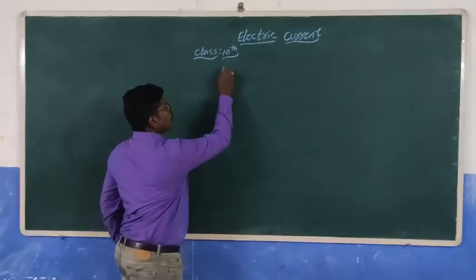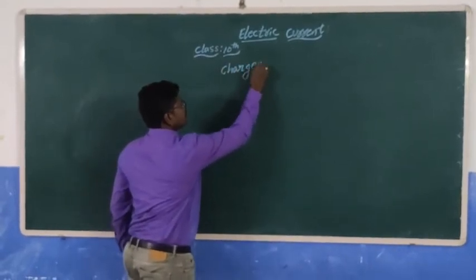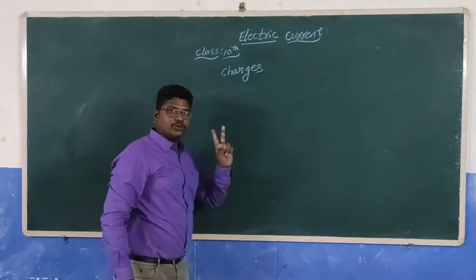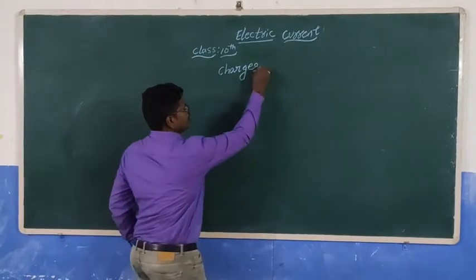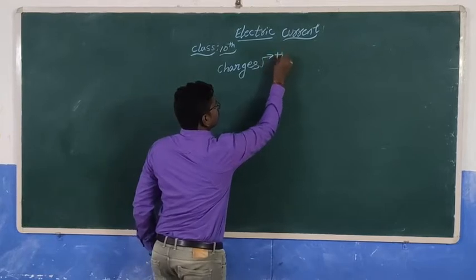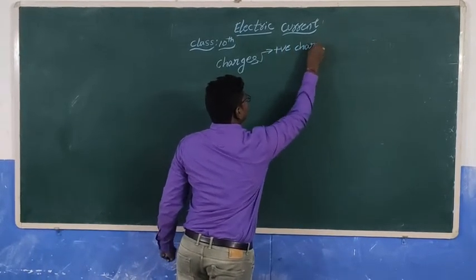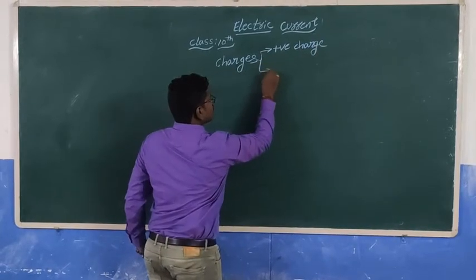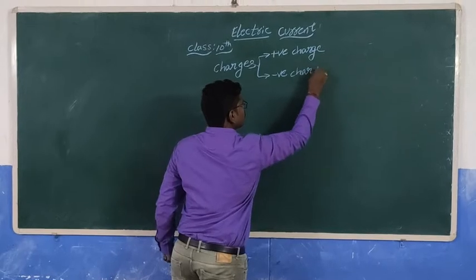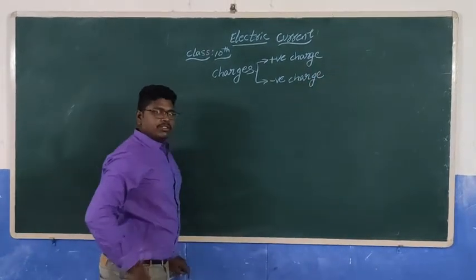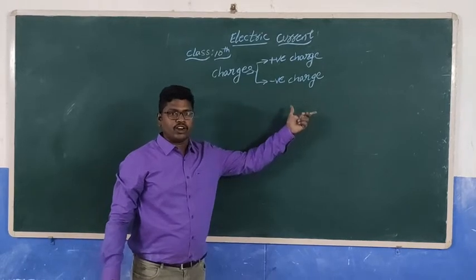Generally, we have two different types of charges. The first one is positive charge, and the other one is negative charge. Sometimes we can call the positive charge protons and the negative charge electrons.